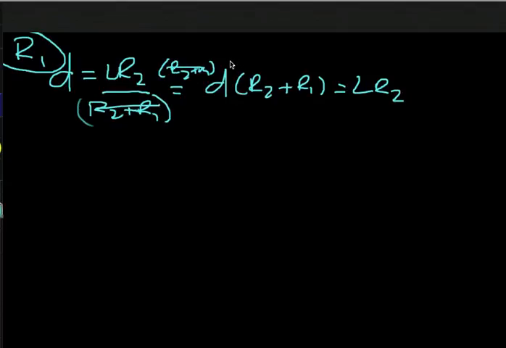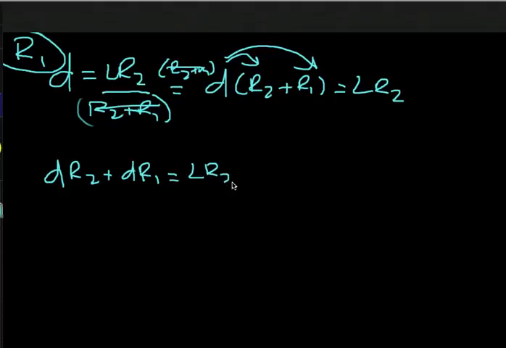From there, I'm going to distribute this D across that because I need to get the R2 away from the R1. So that's how I'm going to do it. So we'll write this down here. D R2 plus D R1. Okay, and that's going to still equal LR2.